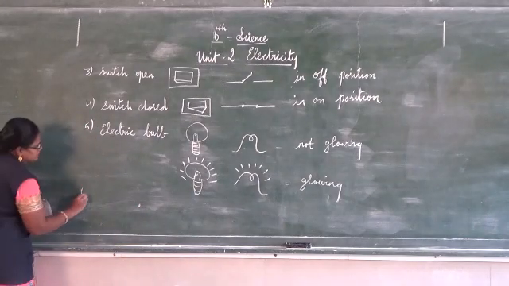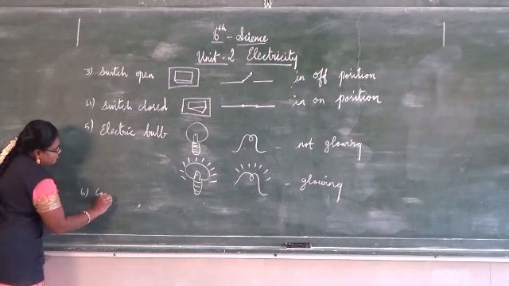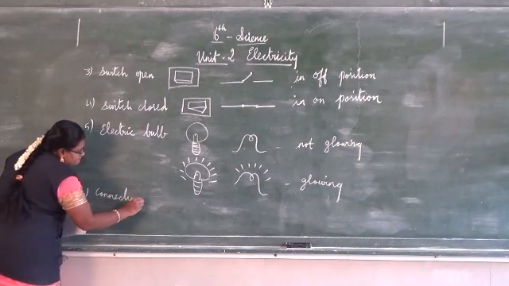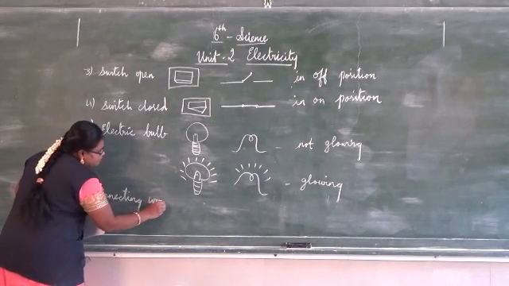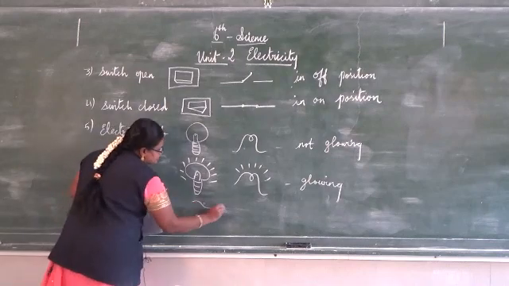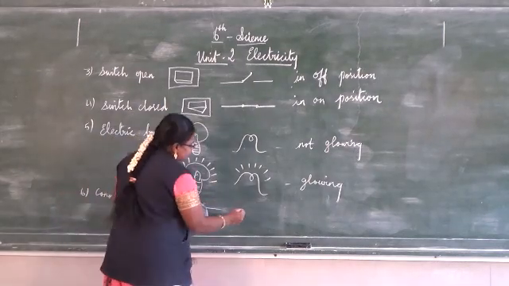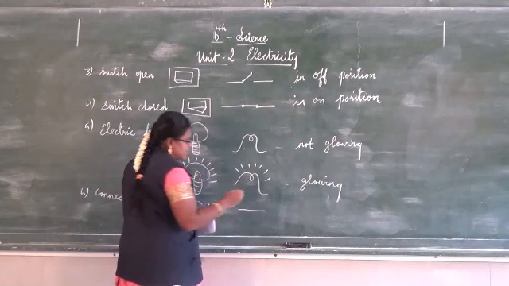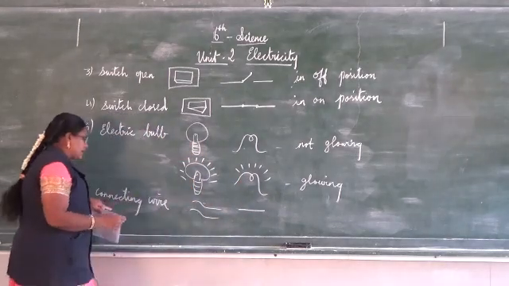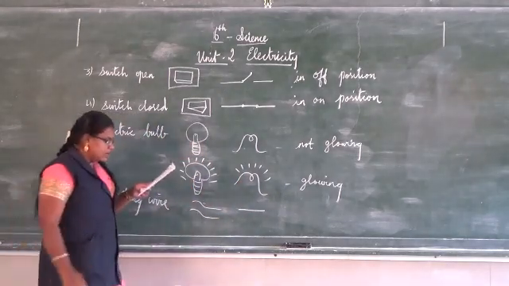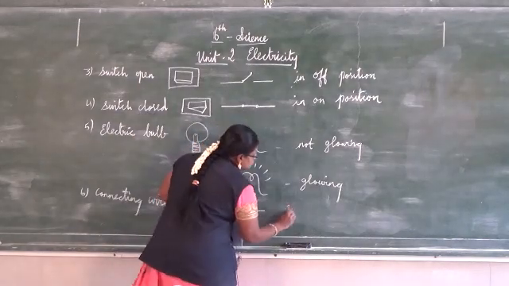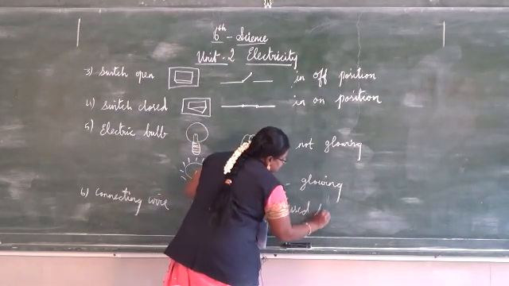Next, the sixth one is the connecting wire. Okay, connecting wire, just simply a wire like so. If just a single line is there, it means wire. Connecting wire is there. Understand? So a connecting device used to connect.